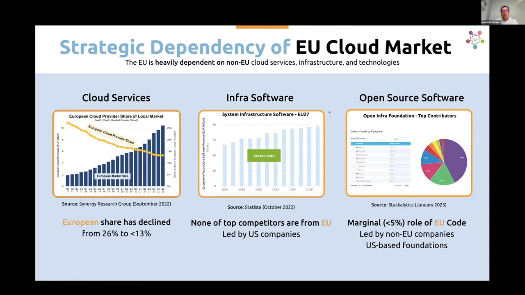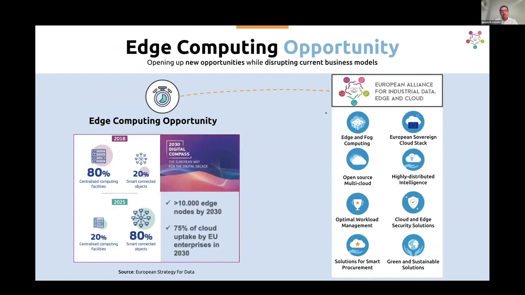Good. If we now look at which opportunities we have, it's clear that edge computing brings new opportunities. How? Well, we know that computing today is centralized in the cloud. 80% of computing is centralized, and the idea is that in a few years, 80% of the compute will be distributed at the edge. And if we go to the Data Compass targets, one important target is to have 10,000 edge nodes by 2030, and to achieve 75% of cloud adoption by EU enterprises in 2030.